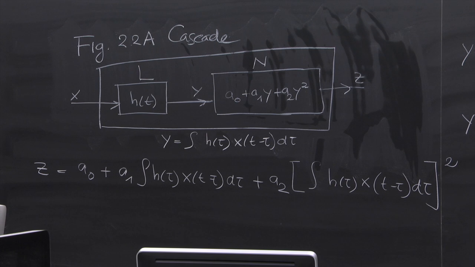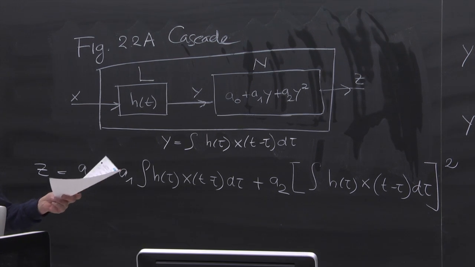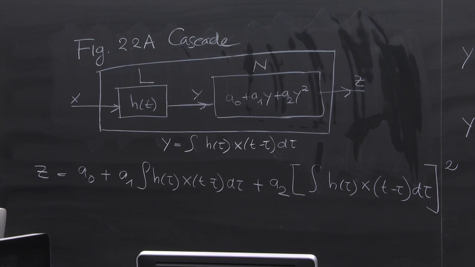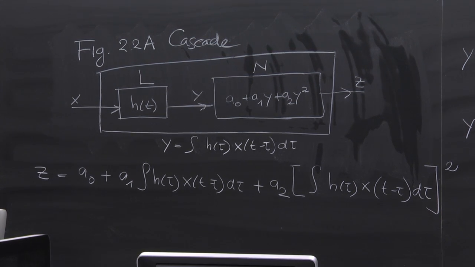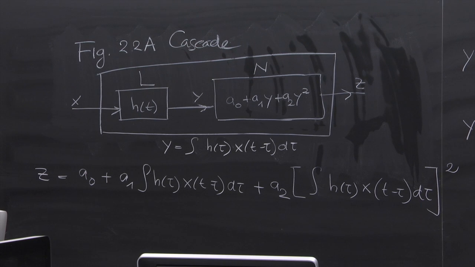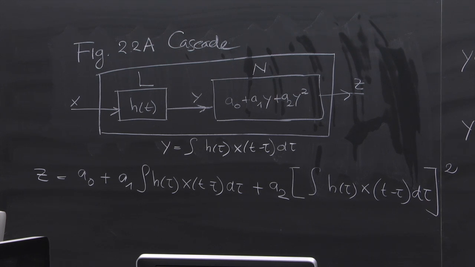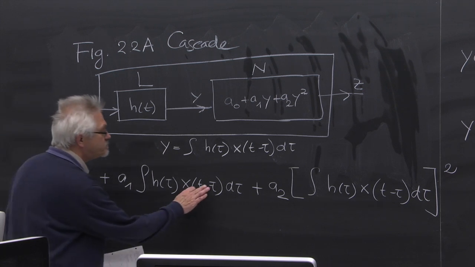And for convenience, because we get so many integrals here, I'm just leaving out the integration limits. Usually they are taken from minus infinity to infinity, but we could also take them from 0 to t if we look at a causal system. But usually you will find them in the books as from minus to plus infinity.